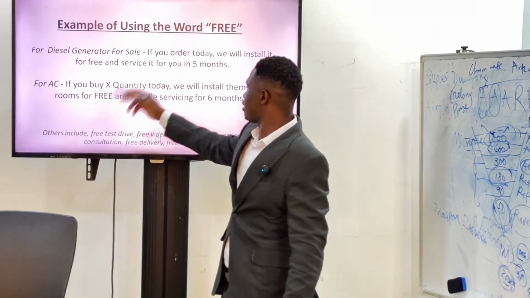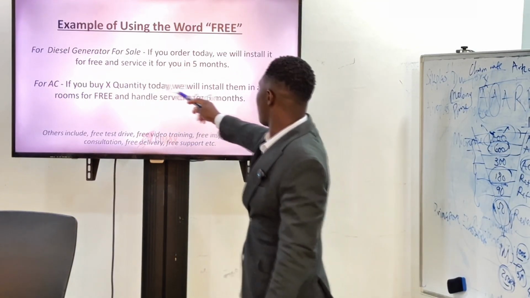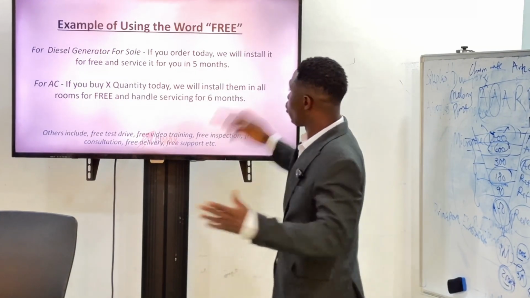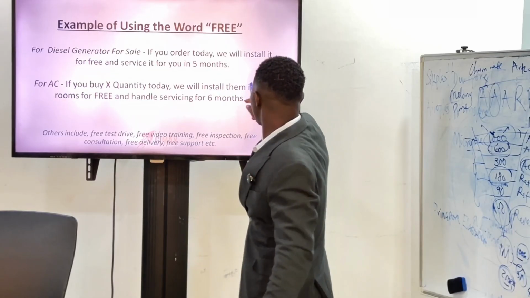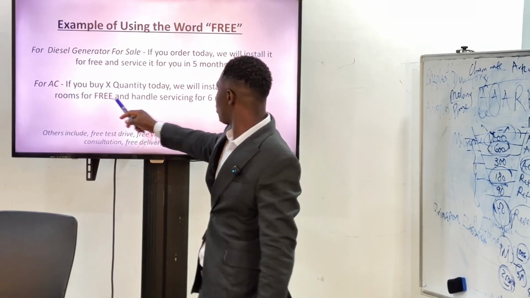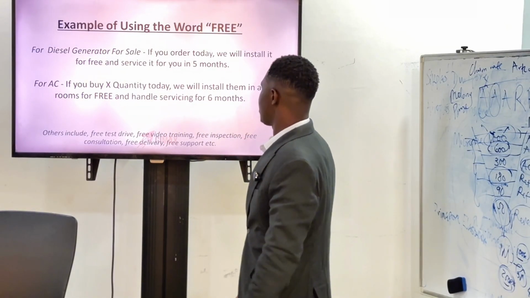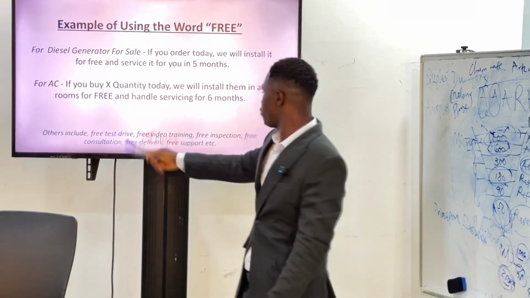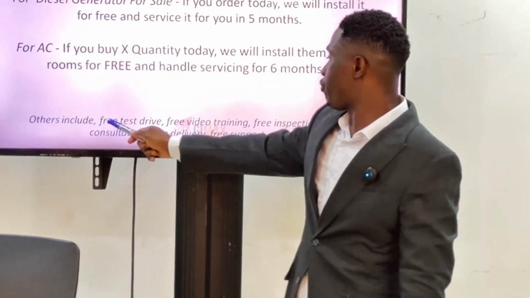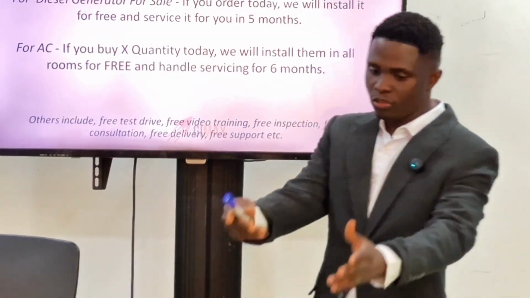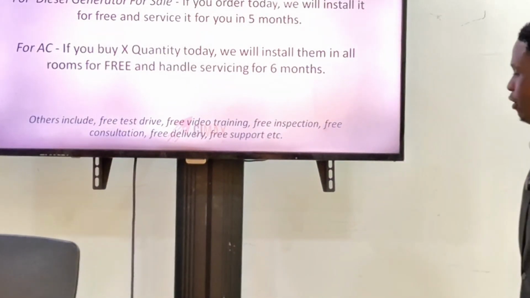So that's it. Now, for instance, if you buy S quality today, let's say you're buying in bulk for a hotel or something, if you buy S quality today, we install them in all rooms for free and service them for 6 months. Right. Now, other examples include free test driving. Let's say you sell cars, look at the word free. Free test drive. Come and drive it for free and test out how it feels.